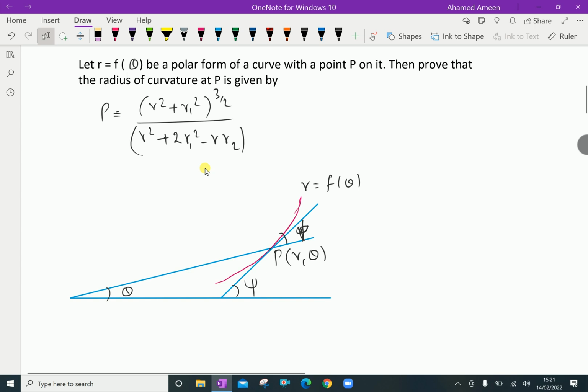Now look here, r equal to f of theta, r1 equal to f dash of theta, and r2 equal to f double dash of theta. Now we'll prove it.